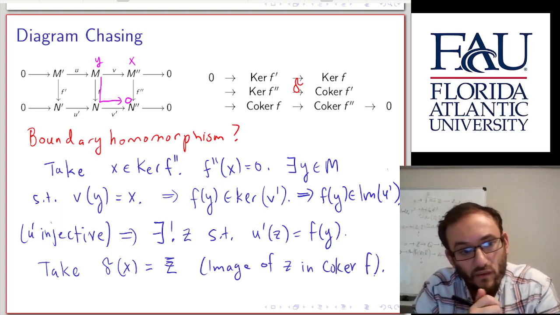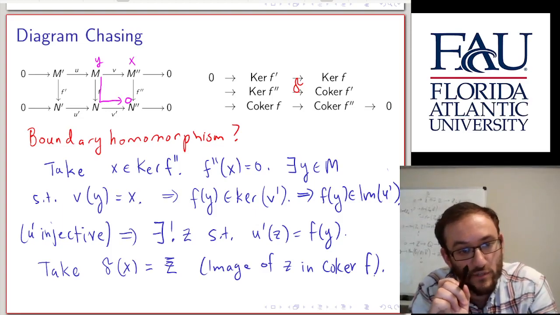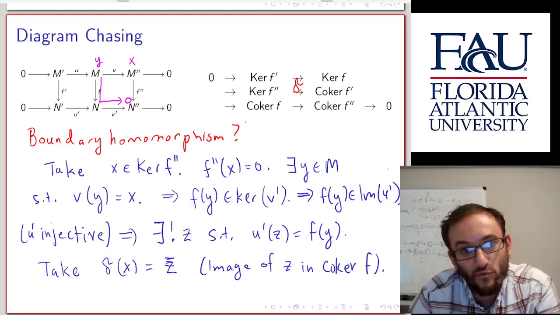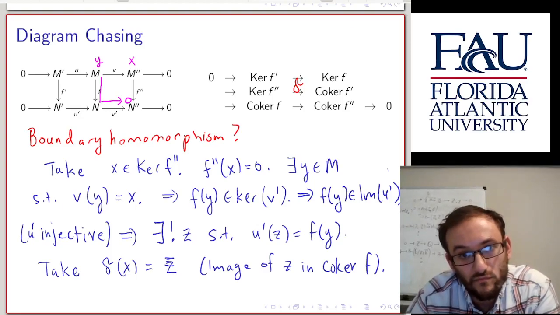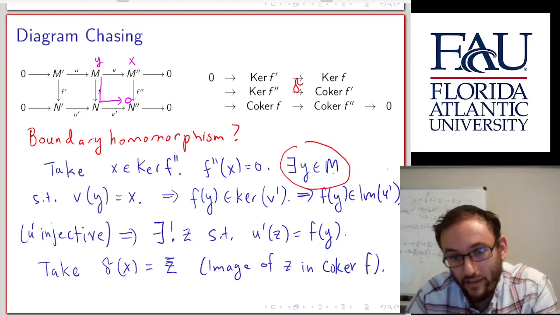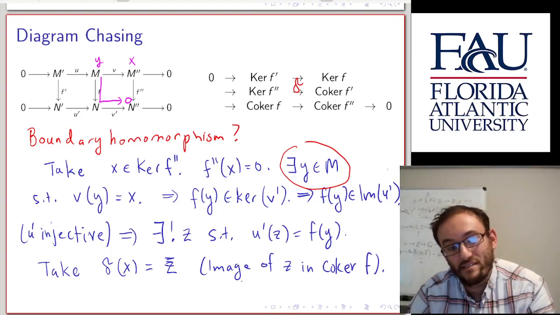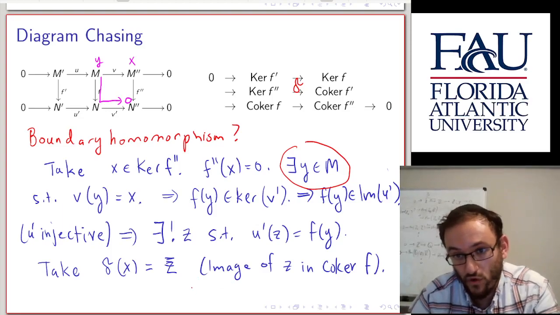Okay. And there's a missing step here, which is to verify that no matter which element y in this module we chose, we would still end up with the same z-bar in the co-kernel. But that we'll leave for our problem session.